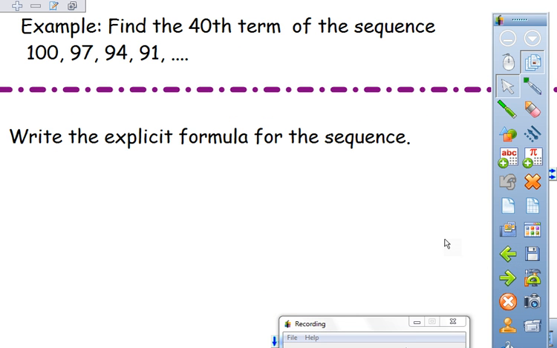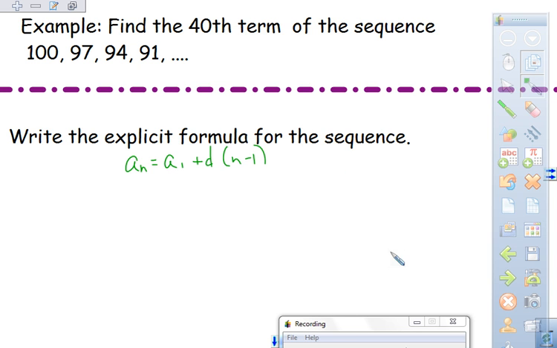So let's try some examples. Find the 40th term of a sequence. Write an explicit formula for this sequence. So first, let's do our formula. So the form for explicit is a sub n equals a sub 1 plus our common difference times n minus 1. So we have to plug in for our first term, and we have to plug in for our common difference. So copy the mess.